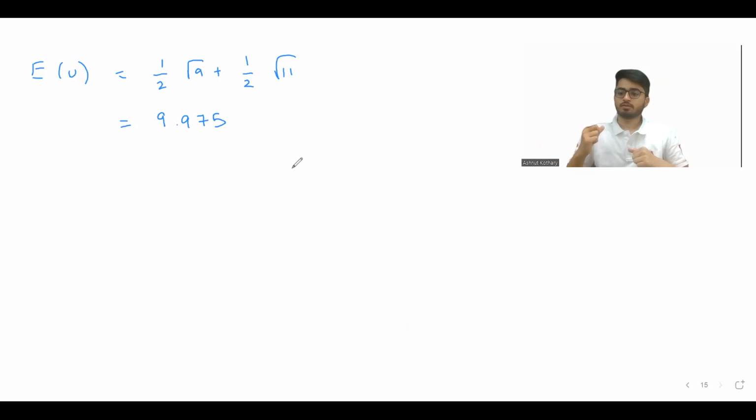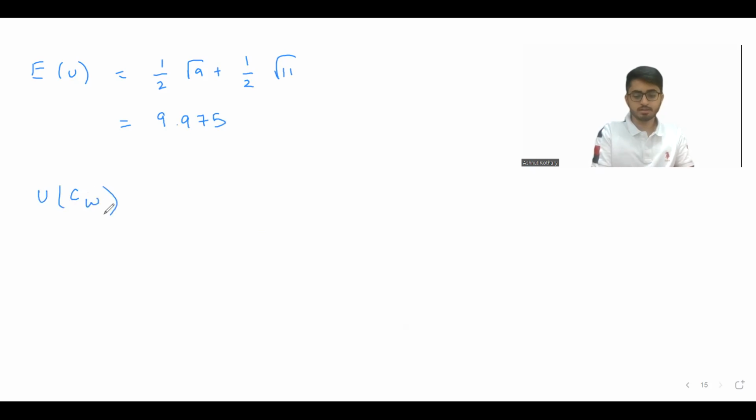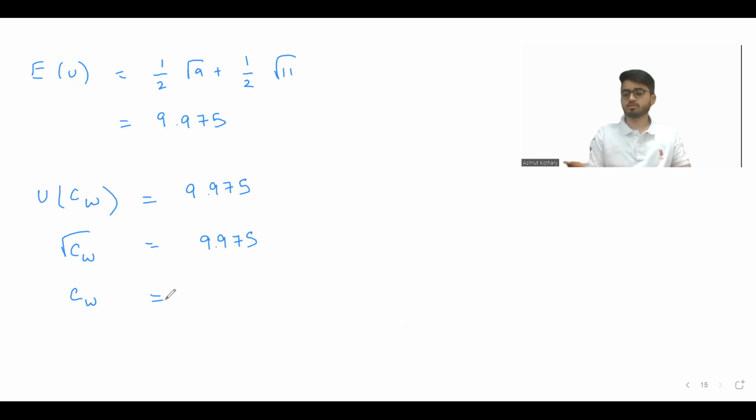Now, when I say the certainty equivalent of the combined portfolio, it basically means if you do not have to take the gamble, what certain value of wealth will give you the same utility as this. So this is denoted by basically CW. Utility CW is equal to 9.975. That is root under CW is nothing but 9.975. And from here I will calculate CW, which will be the square of 9.975.